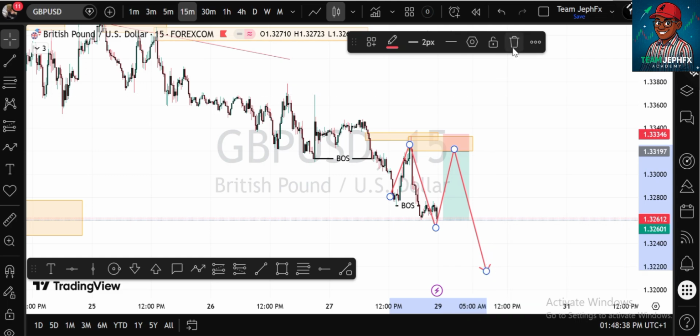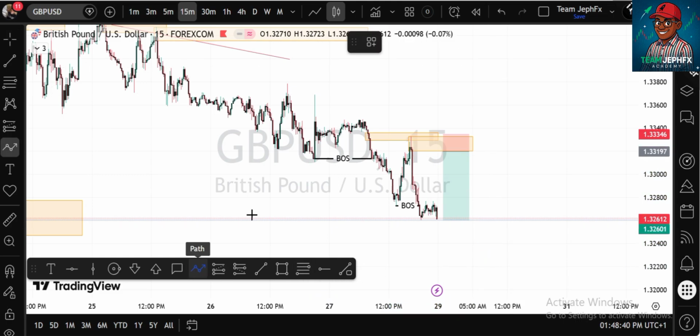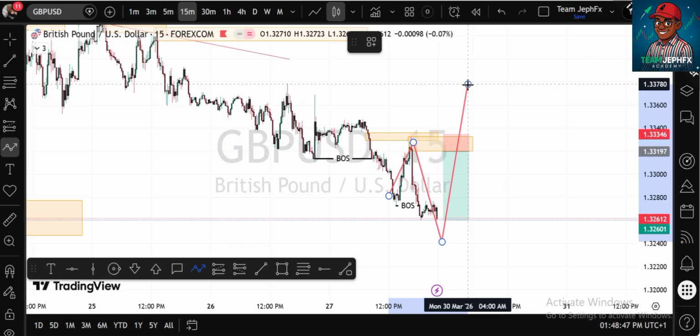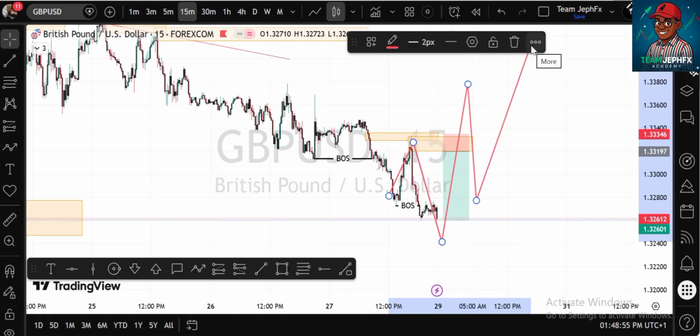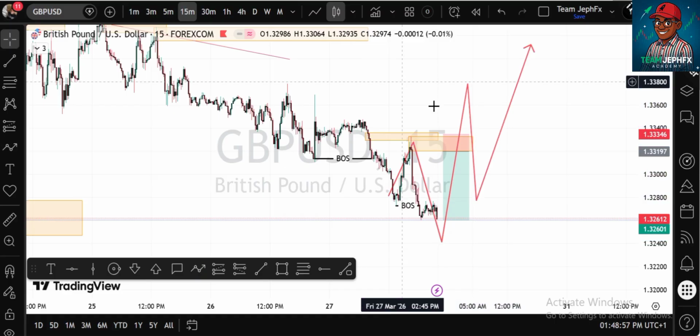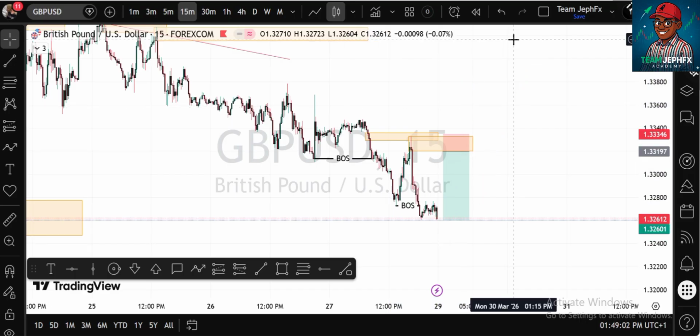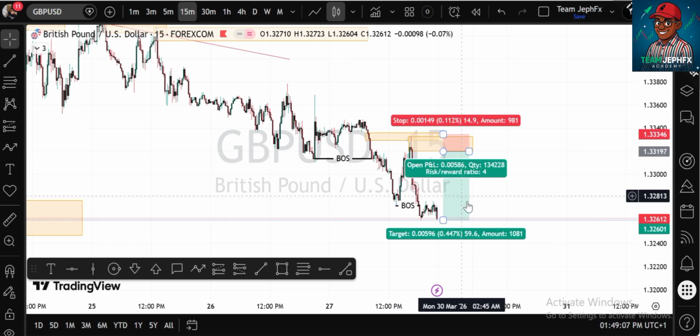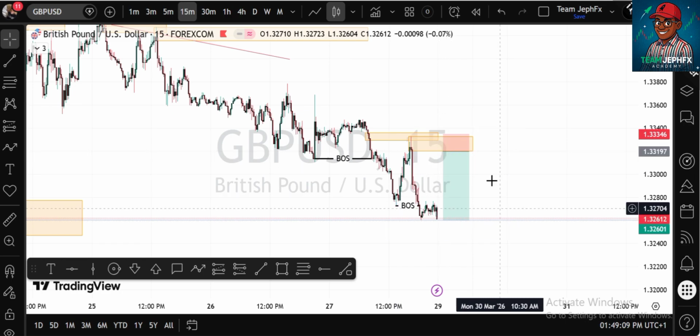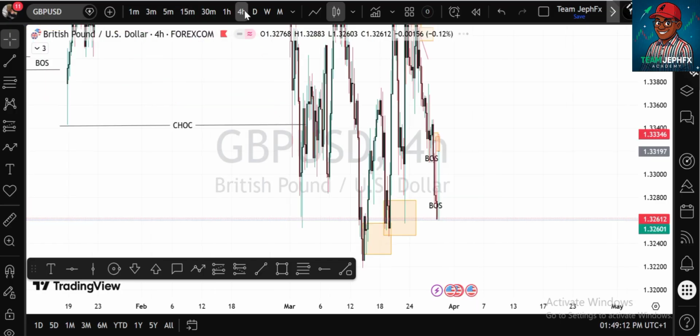Nevertheless, if that did not hold, then my alternative bias will be for the market, after forming this, to have a change of character. Then I'll look for the lowest price that I can get in for the trade. Then I'll look for a buy for that, and I'll be targeting the highs for my take profit. So for GBP USD presently, I'm having a double bias, but for now, I'm keeping to the sell. I'm expecting this market to come back up into this, then I'll take it from there. So that's what I'm looking for on GBP USD.